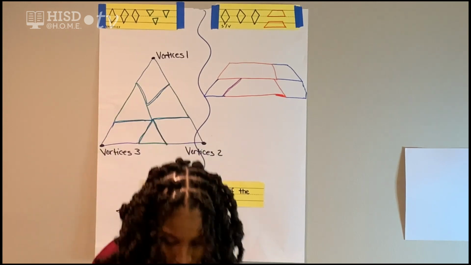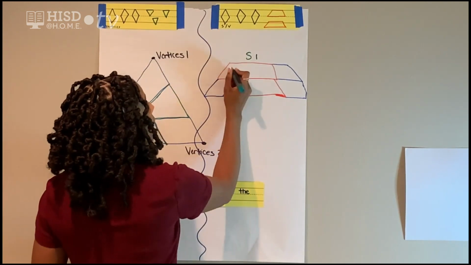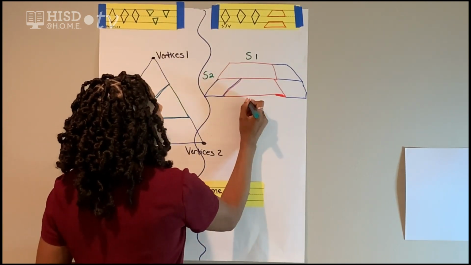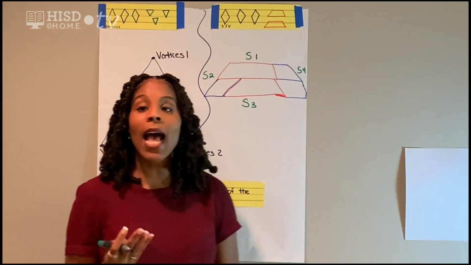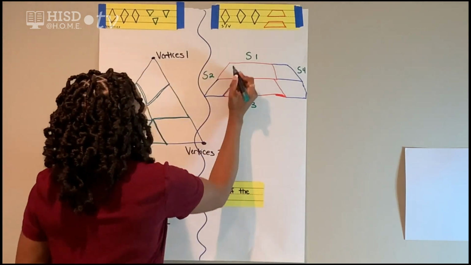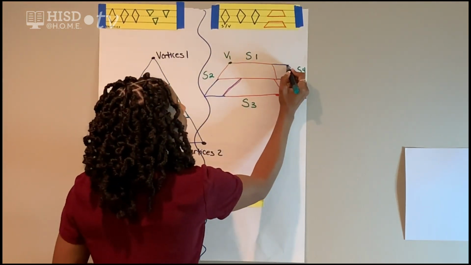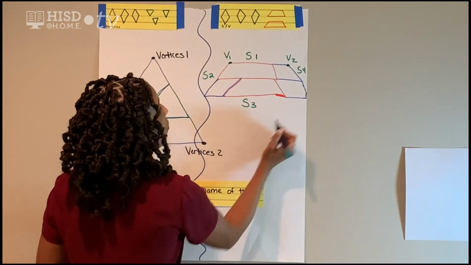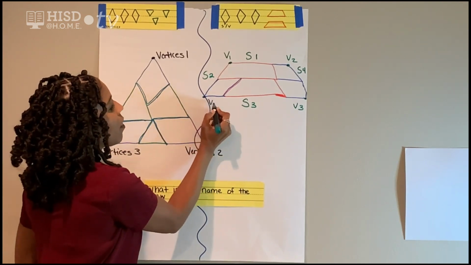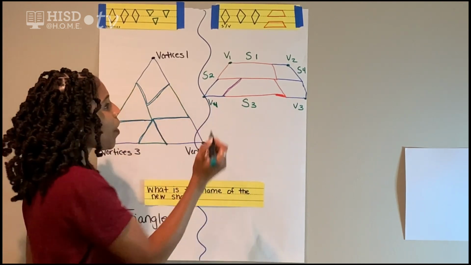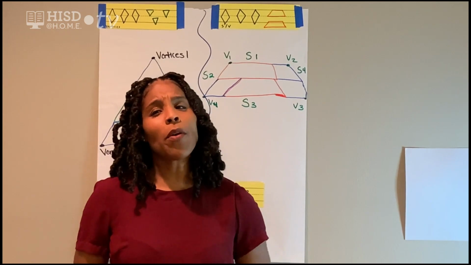So now, I'm going to use a different color. I have a side 1, a side 2, a side 3, and over here is my side 4. So I have 4 sides. Let's count our vertices. That's the corner. I have a vertices here. I'm going to put a V there for vertex 1, vertex 2, vertex 3, vertex 4. So my new shape has 4 sides and 4 vertices.